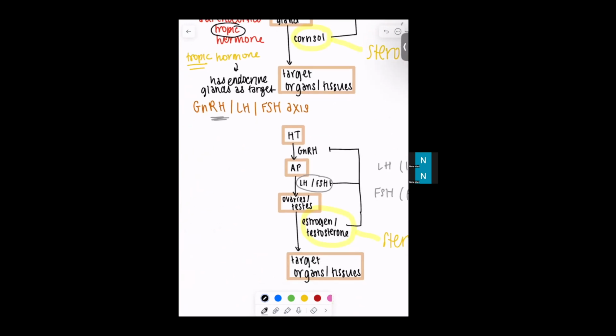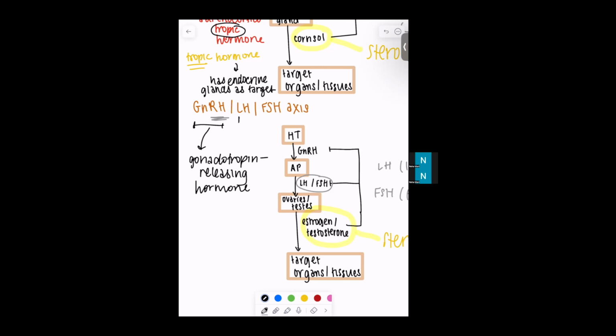The next axis I want to briefly talk about is the GnRH, LH, FSH axis. So like I said before, this RH tells you it's a releasing hormone from the hypothalamus, and this is gonadotropin releasing hormone. And this hormone, again, will prompt the anterior pituitary to secrete LH or FSH.